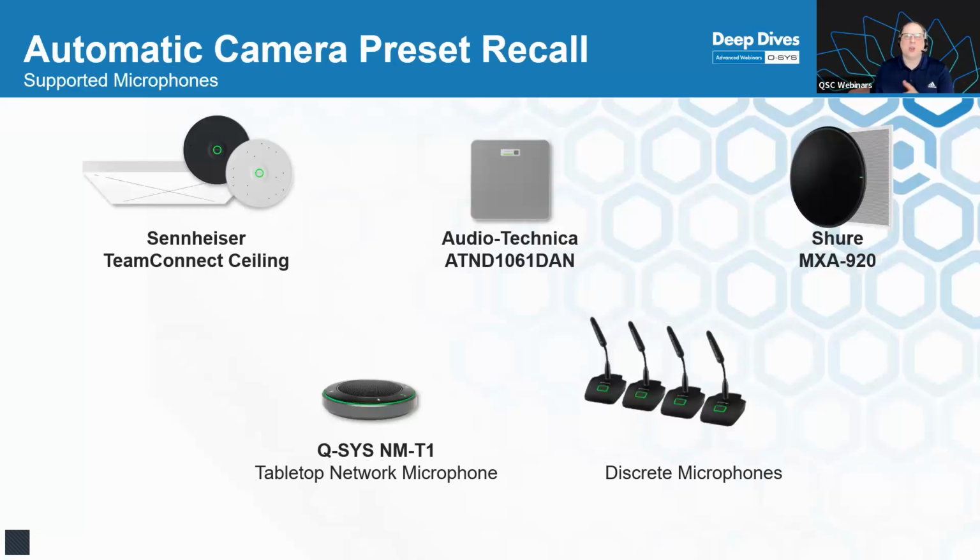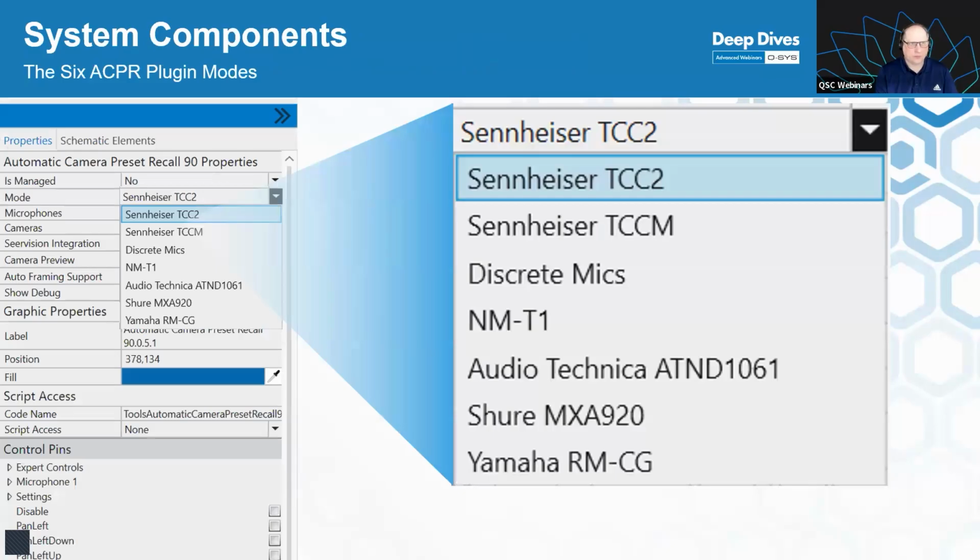Individual microphones placed around a conference area, city council dais, that thing, that are permanently installed and never move positions. That one's really important. When you first open up the ACPR plugin, you'll see a drop-down menu that allows you to configure it for each one of these different intelligent microphone choices as well as discrete mics. This way, you're having a similar experience no matter what microphone you're setting up.